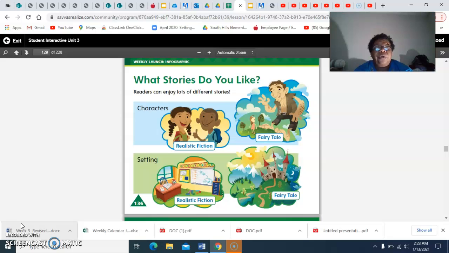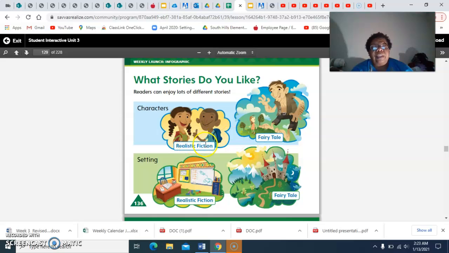First, I wanted to go over your workbook pages for this week, and it starts our week 4, and we'll be talking about what stories do you like. And so they're focusing on 2 different types of stories. We have realistic fiction and fairy tales.